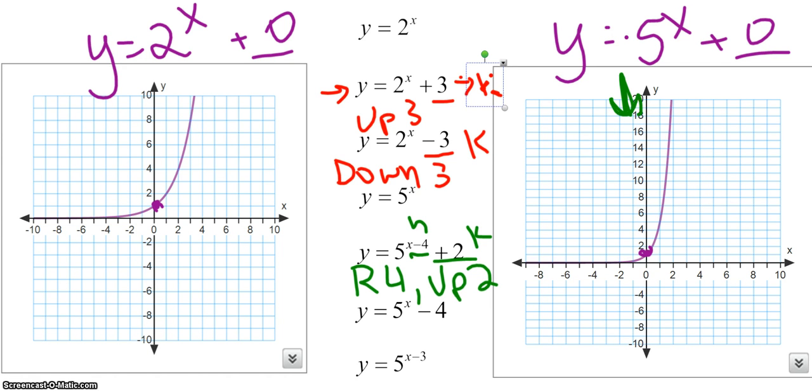Next one, 5 to the x minus 4. There's not an h, it's just 0. And we have minus 4 as our k, so it's going to go down 4.